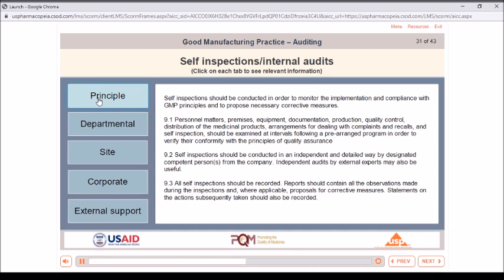9.2. Self-inspections should be conducted in an independent and detailed way by designated competent persons from the company. Independent audits by external experts may also be useful. 9.3. All self-inspections should be recorded. Reports should contain all the observations made during the inspections and, where applicable, proposals for corrective measures. Statements on the actions subsequently taken should also be recorded.